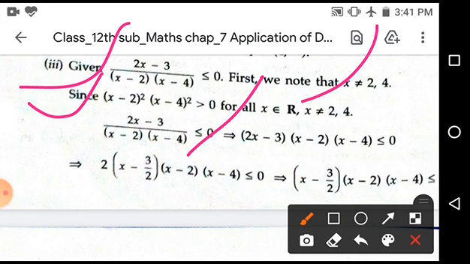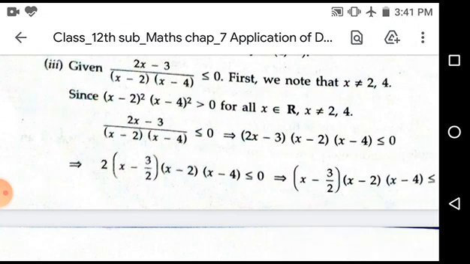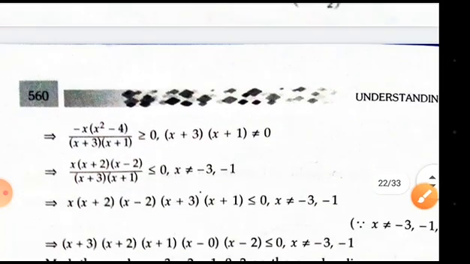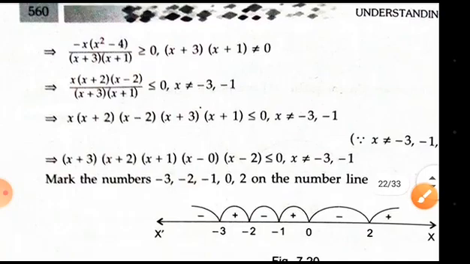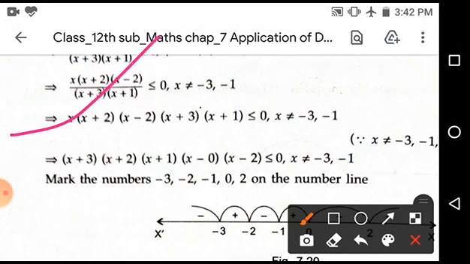Clear? So on solving it we can write here 2(x minus 3 by 2)(x minus 2)(x minus 4) less than or equal to 0. So from the above inequality, on solving, we get some values, like it should not be x equal to minus 3 and x equal to minus 1. So this is the example of an increasing function.